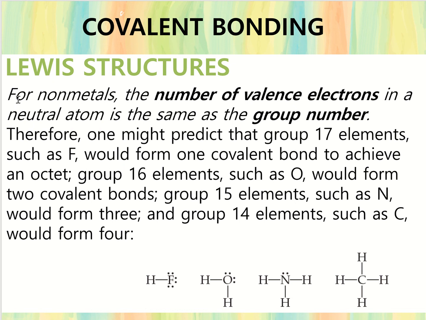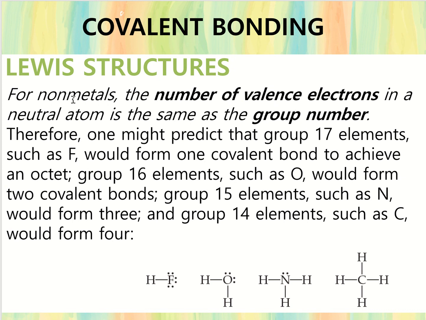So just a reminder here that for nonmetals, the number of valence electrons in a neutral atom is the same as the group number. So we want to look at the group number for our metals or nonmetals and look at how they correlate with the number of valence electrons.